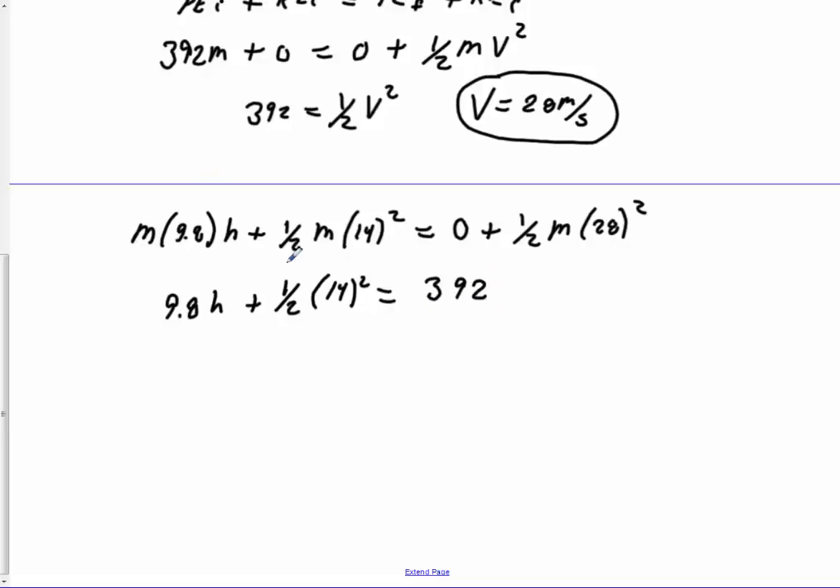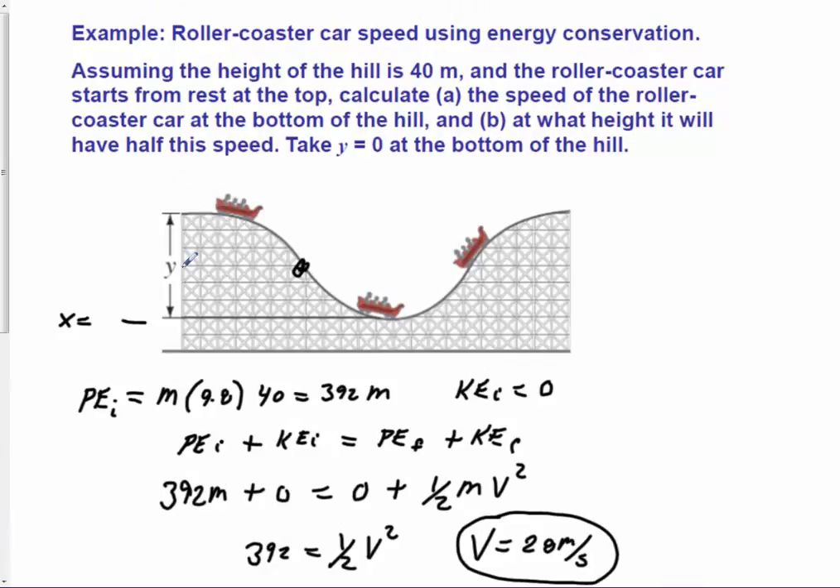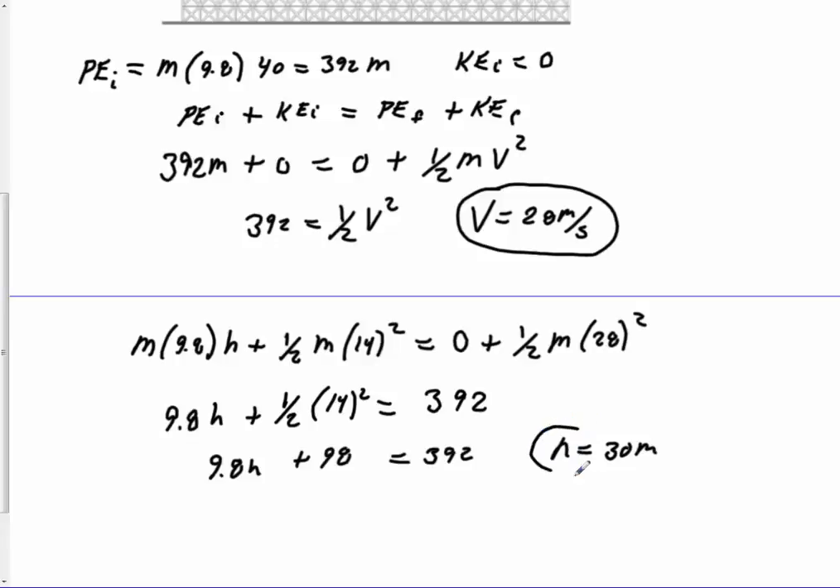Alright, so we'll calculate this one here, 0.5 times 14 squared. That gives me 98. So we've got 9.8 times h plus 98 is equal to 392. We take 392, subtract 98, divide by 9.8, and we get h is 30. Alright, so we found that when h is 30, so when this object's gone 10 down here, the velocity has now reached 1/2, or 14 meters a second. So our answer here would be 30 meters.